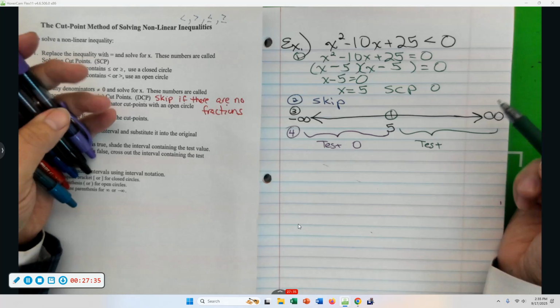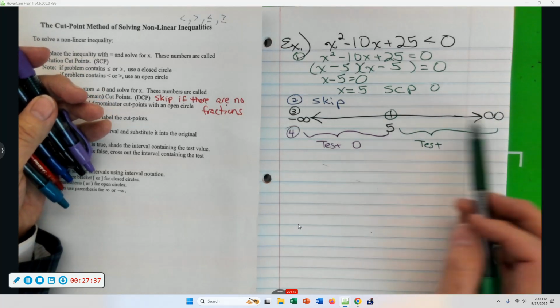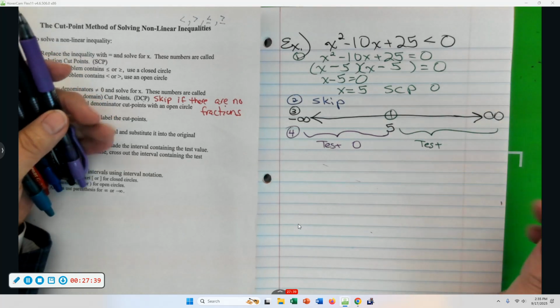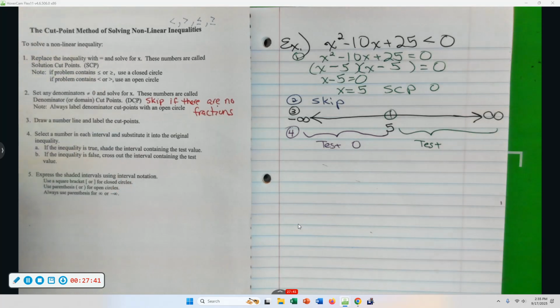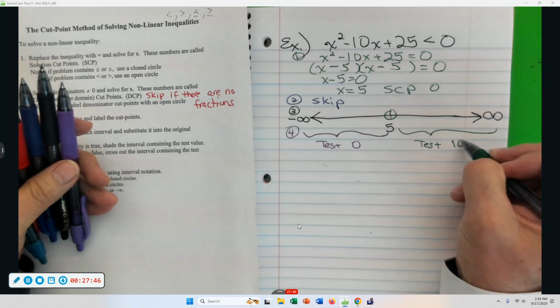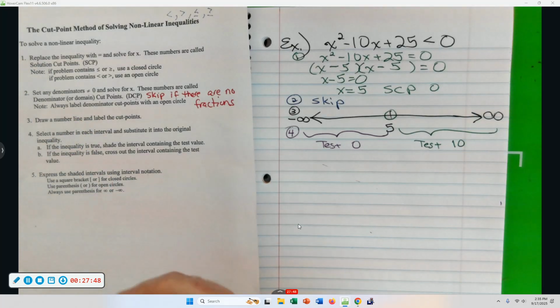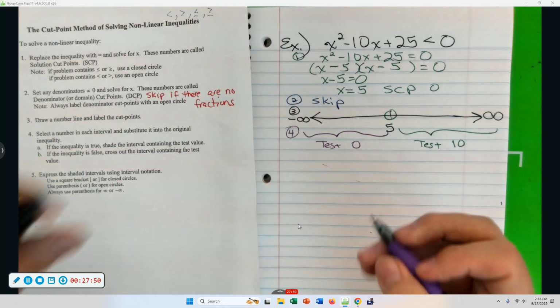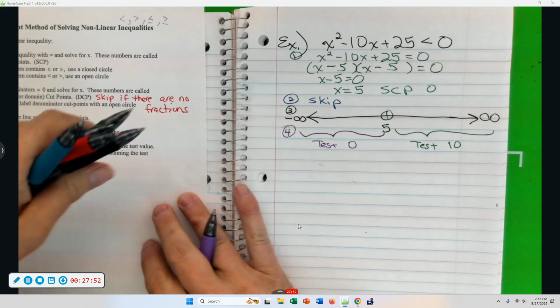Yeah. Okay, what do y'all think I'm going to use to the right of 5? 10 is easy for me to square. That's why I like 10, okay? I think I would have just used 6, but I'm good at my multiplication tables. And 6 squared is pretty easy for me.